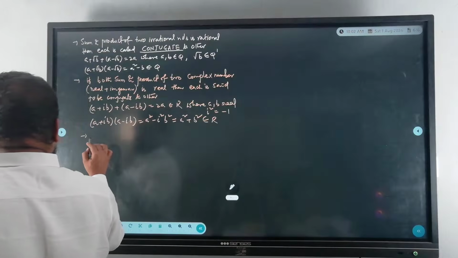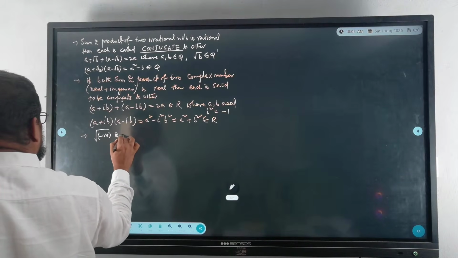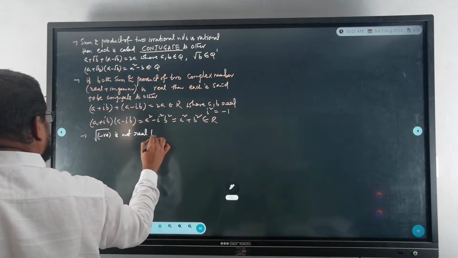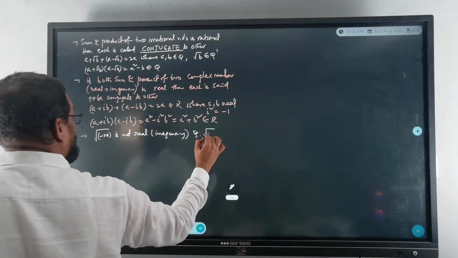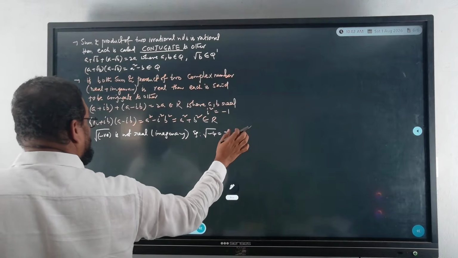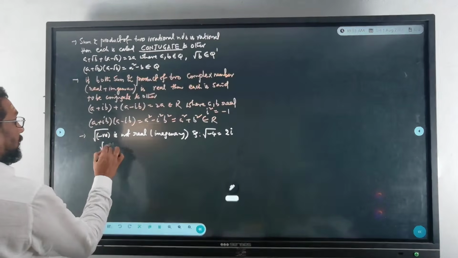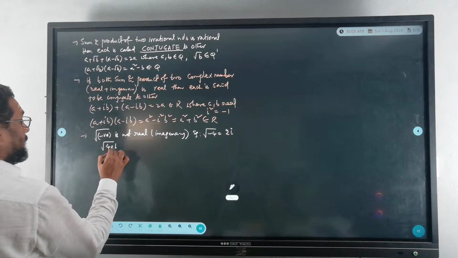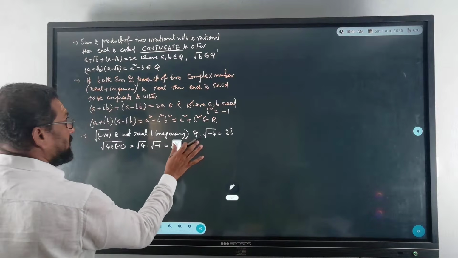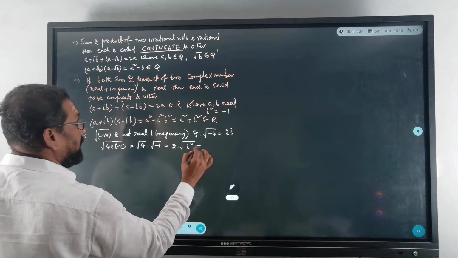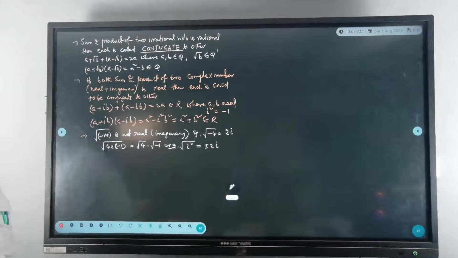Next, root over a negative number is not real. This is imaginary. For example, root -4 can be written as root 4 into -1, that is root 4 into root -1. Root 4 means 2, and root -1 is i. So this is plus or minus 2i, imaginary.